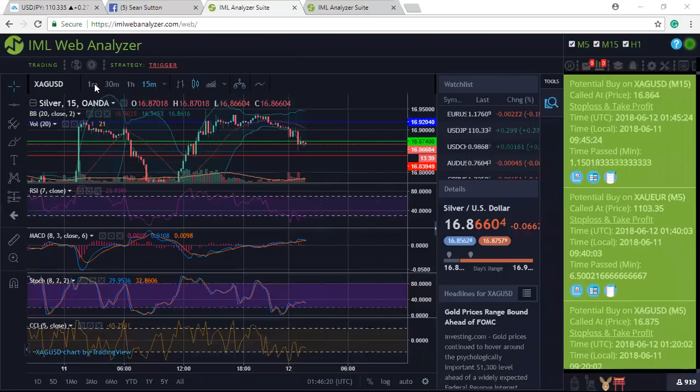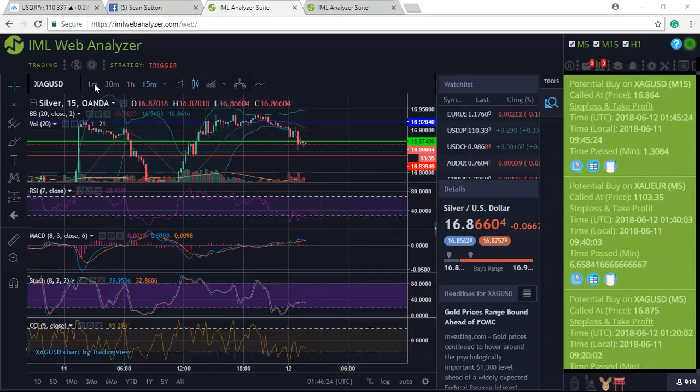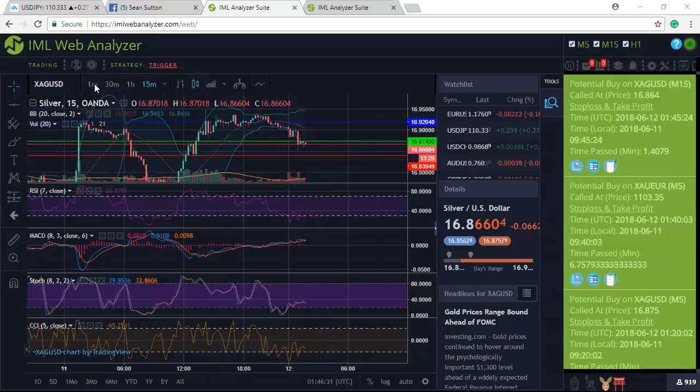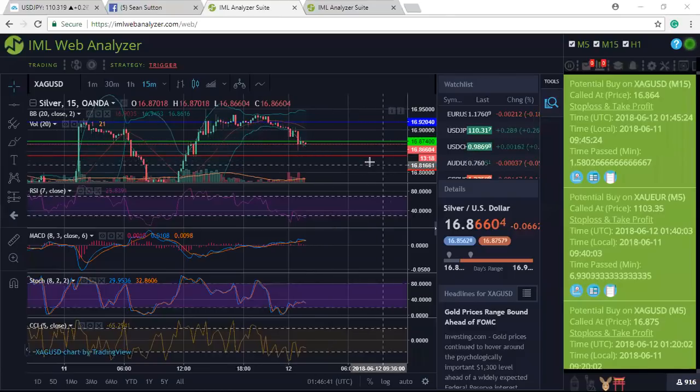Barbara says, is it always a sell if the take profit is below the stop loss? Yeah, definitely. So if ever you see the take profit above the stop loss, that is a buy. If ever you see it below, that is a sell. That's a clear indication of a sell.